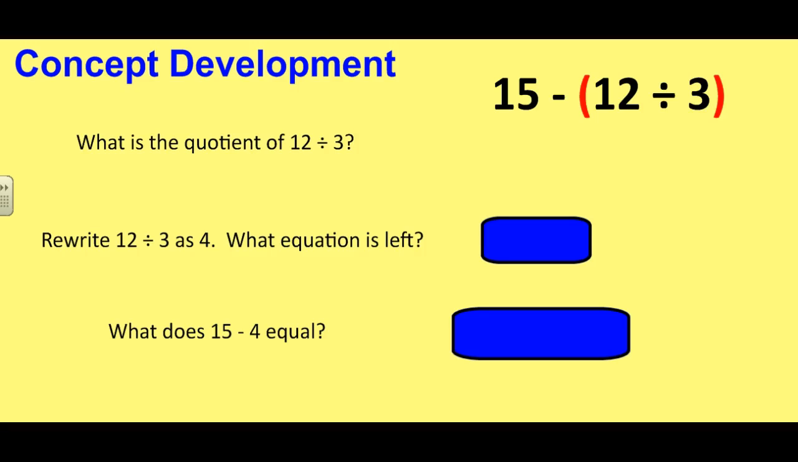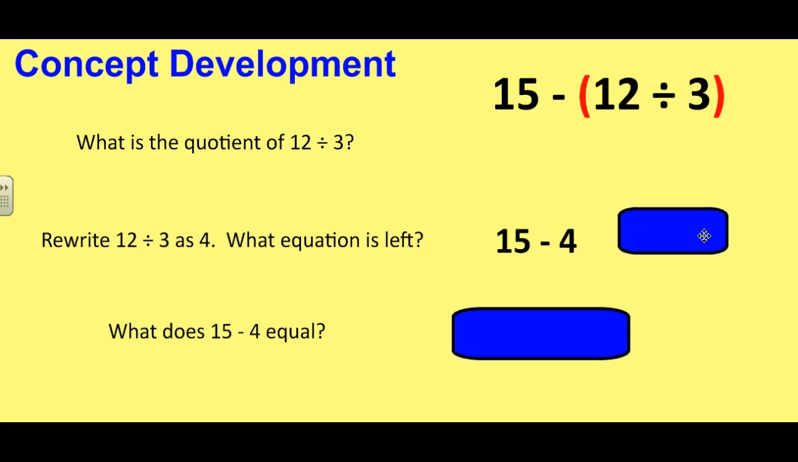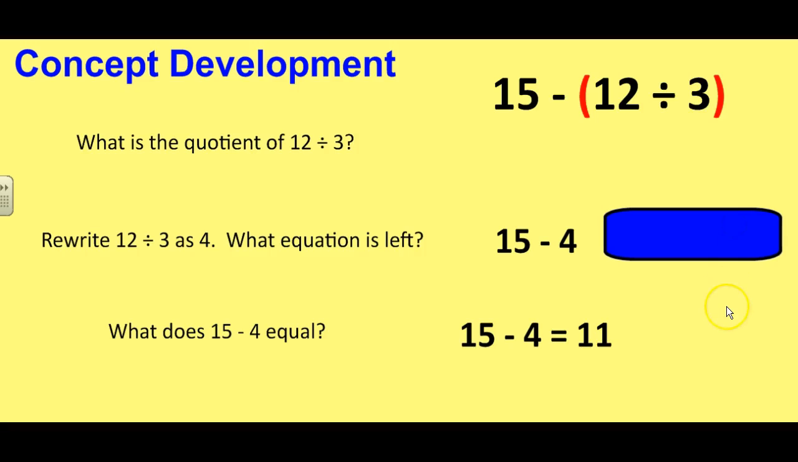So we're going to start with 12 divided by 3. So I want you to write down the answer to 12 divided by 3, and then write what you have left of this equation. So we knew that 12 divided by 3 was 4, and I still have my 15 and my subtraction sign. So what you should have left is 15 minus 4, and now you need to solve for what 15 minus 4 is. So 15 minus 4 is 11. So 15 minus 12 divided by 3 gave us 11.